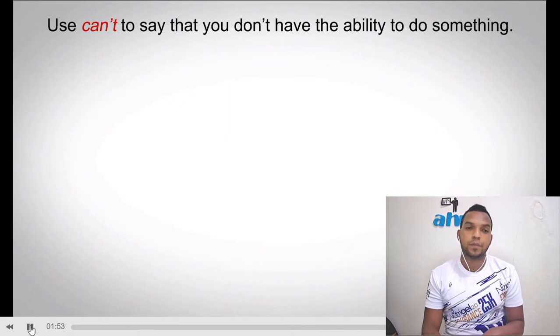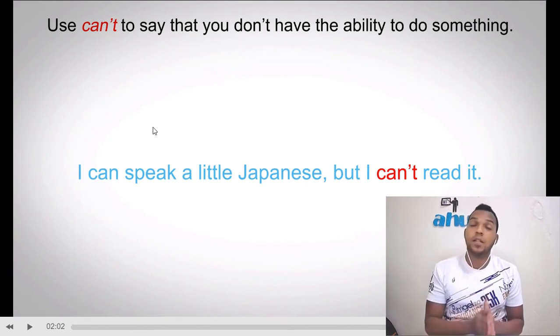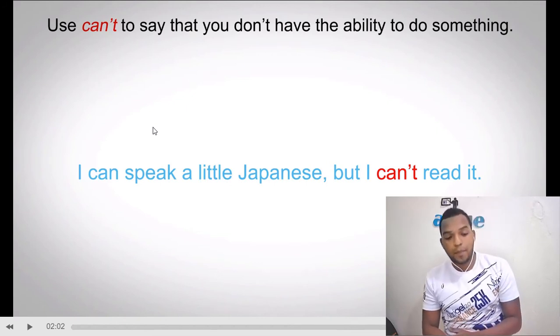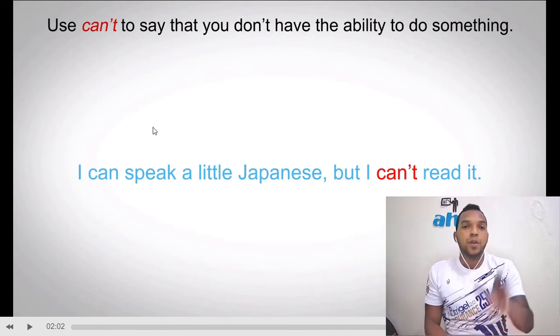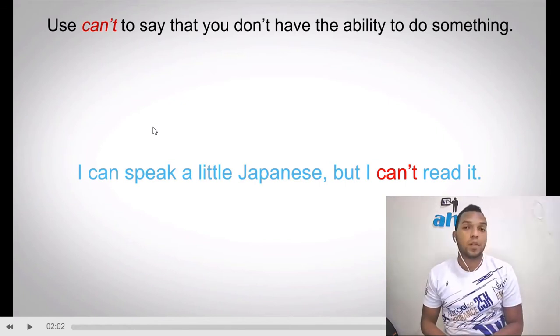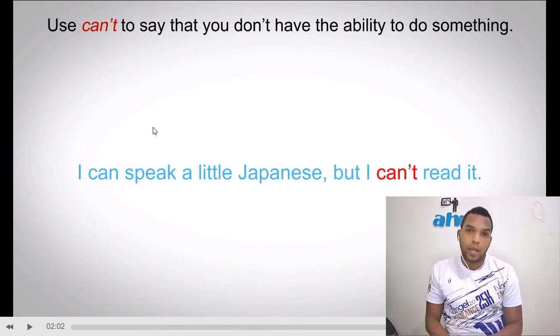Use can't to say that you don't have the ability to do something. I can speak a little Japanese, but I can't read it. So can't, you know that it is used for ability. If you say it in the negative, of course, it's going to be the opposite. So use can to say that you have the ability to do something. If you're able to do it, you need to use can. Like I can speak a little Japanese, but I can't read it.